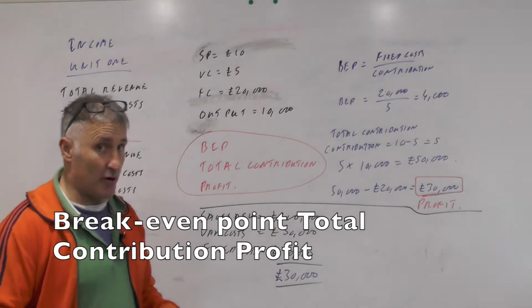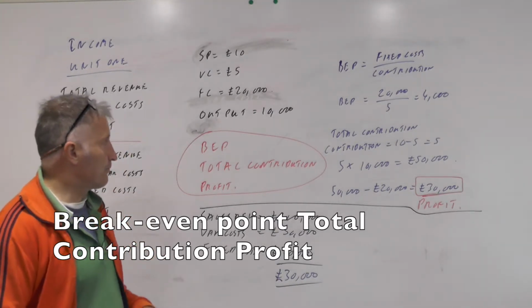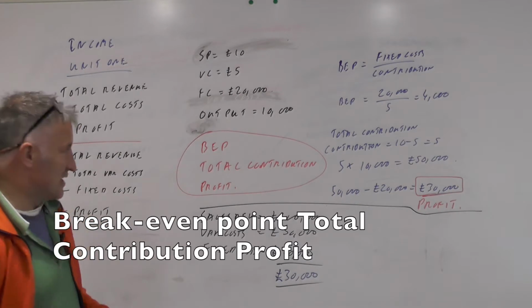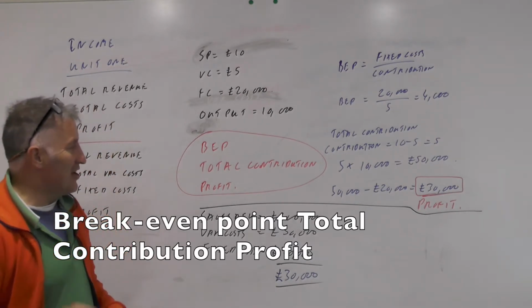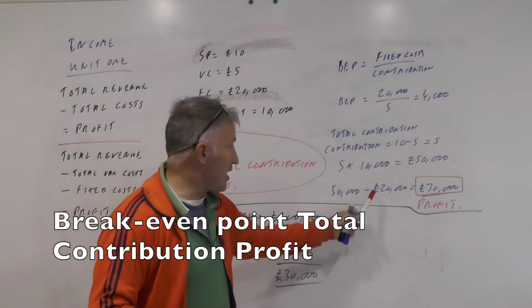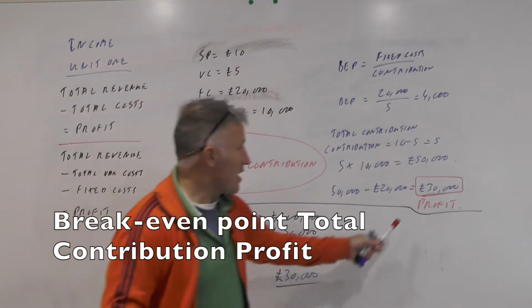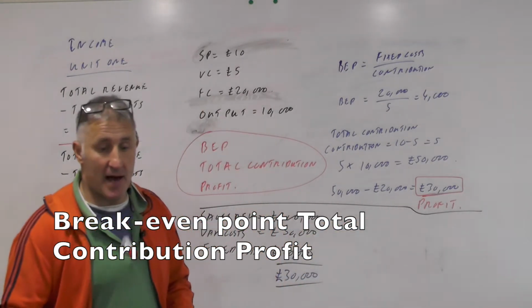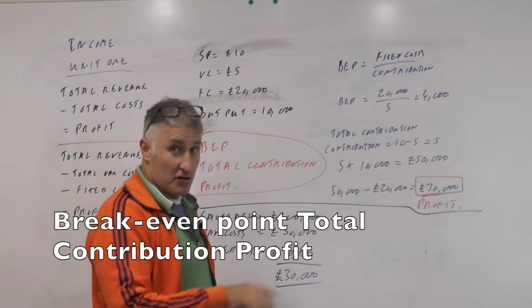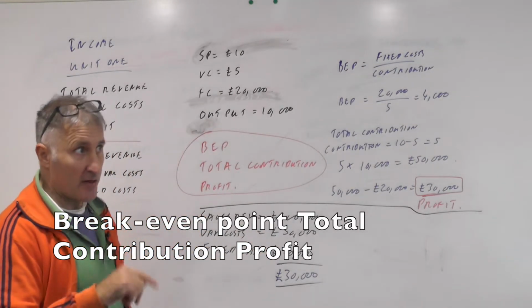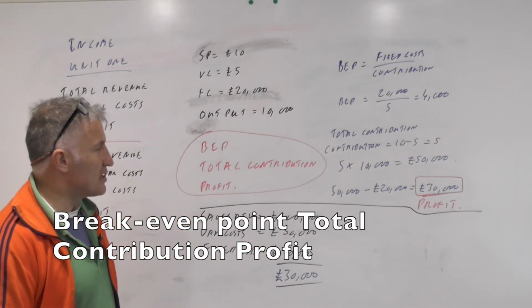Which is pretty easy now. So yeah, that's it. And then you've got 50,000 minus the 20,000, which is the fixed cost, and that gives you a profit of £30,000. So once you've worked out the total contribution, if you take off the fixed cost, that will give you profit. Why is that?